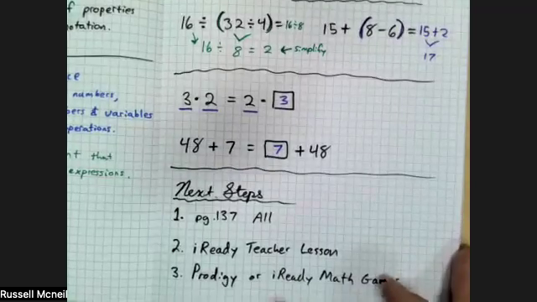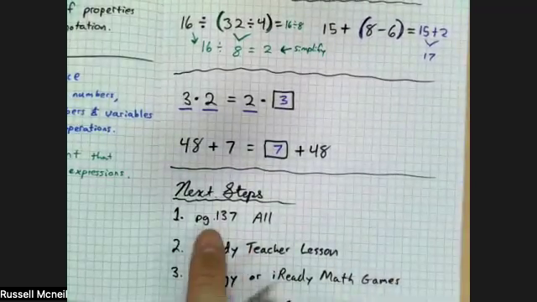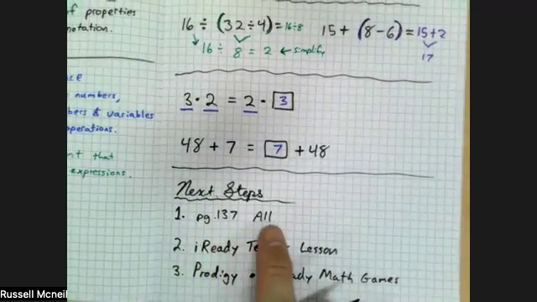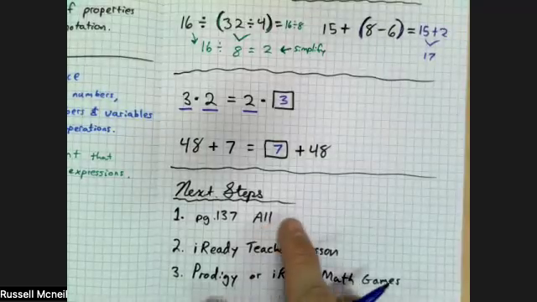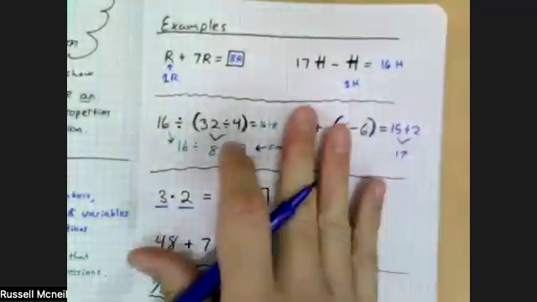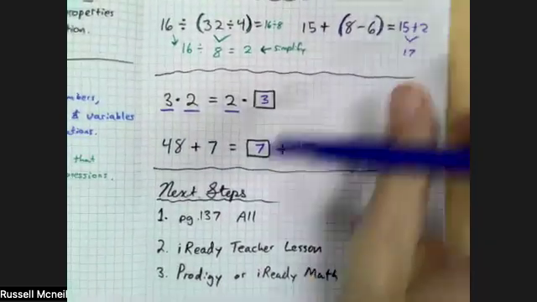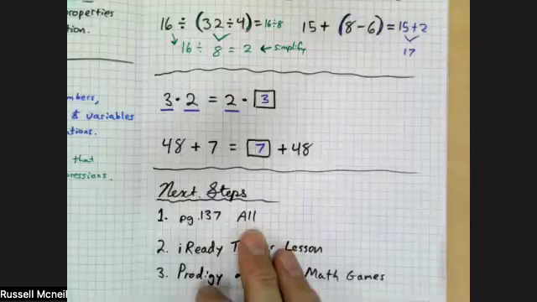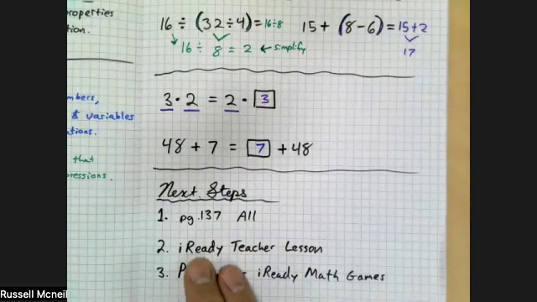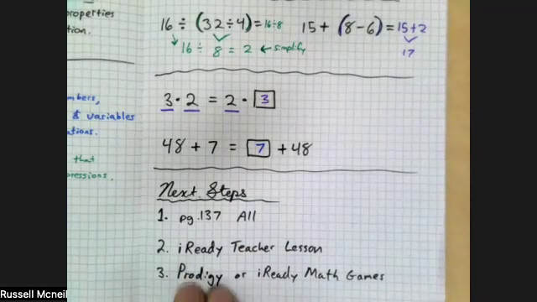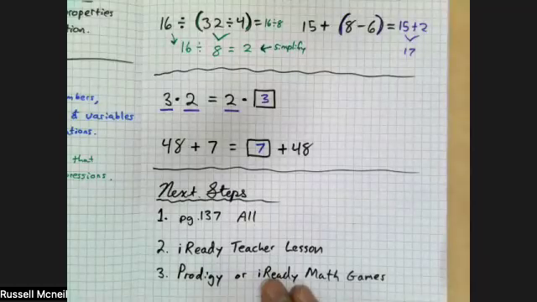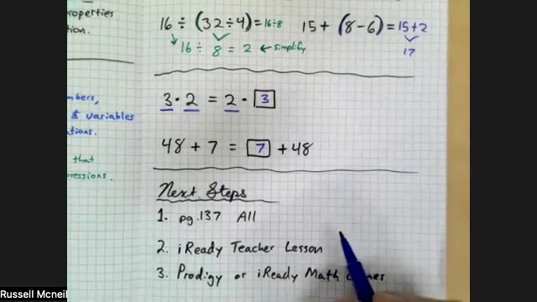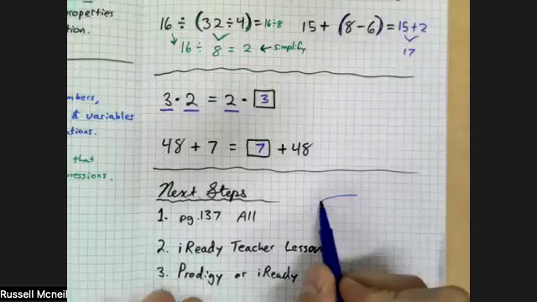All right, folks, our next steps. Very easy today. I believe today's a Friday, so we're going to land on page 137 all. If you need to, look in your notes. These examples will help you. After you do that, you can check at my station and stamp. Then we've got an iReady teacher lesson for you to work on and Prodigy or iReady math games. After these notes are complete, I will be pulling you to the round table.